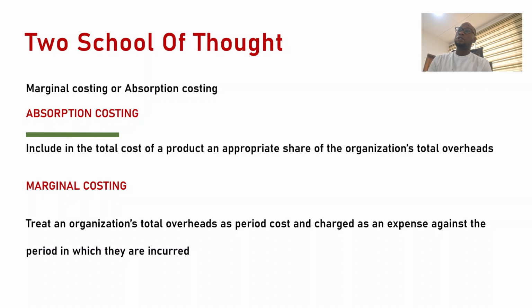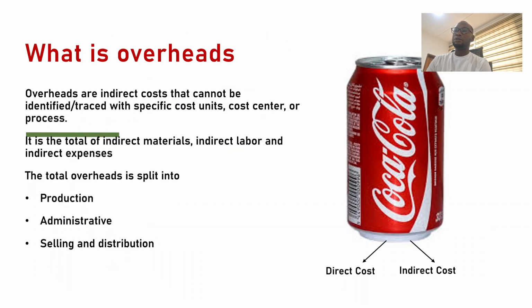Now, absorption costing says that we should include in the total cost of a product an appropriate share of the organization's total overheads. What does this mean? When you take an organization's product and you quote a price, you quote a cost for it, the cost should be inclusive of a fair share of all the indirect cost that goes into the production of that product.